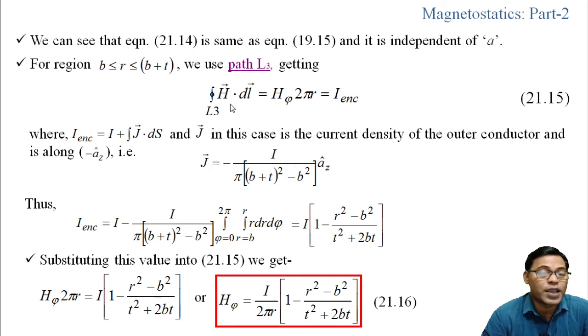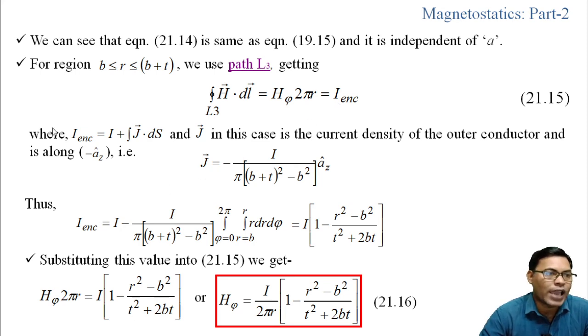We know Ampere's circuit law, that is H dot dl equals I enclosed, and we know H dot dl gives H phi 2 pi r. So now our aim is to find out I enclosed, that is the critical part of this calculation. H dot dl can be calculated for all the cases, it is H phi 2 pi r, but calculating the I enclosed by the Amperian path is the critical part of this topic.